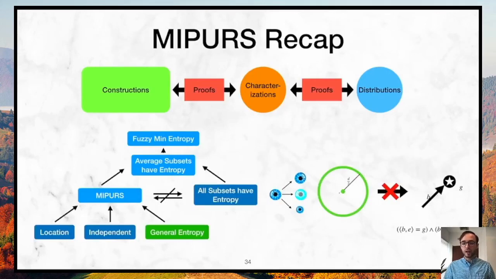I'm now going to recap what we've discussed about MIPURS. It's a characterization that sits between distributions and constructions, hopefully making proofs of fuzzy extractors a little bit easier. We've shown how it interacts with existing literature on fuzzy extractor distributions, and we've given some intuition for what it means and how we define it.